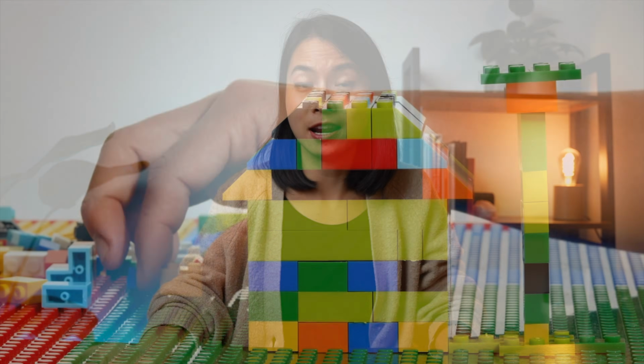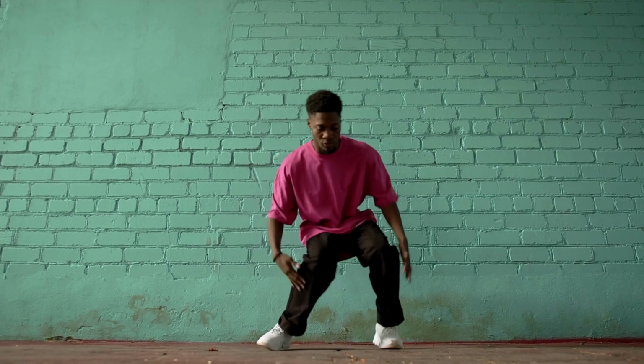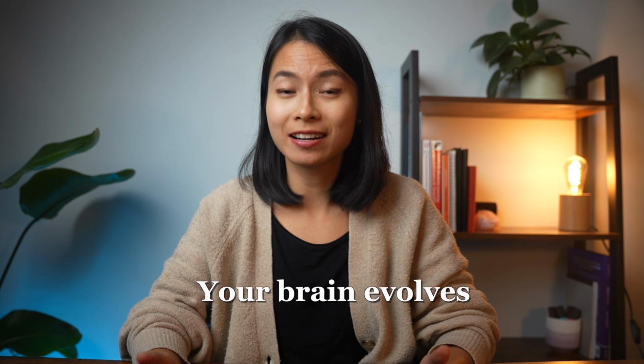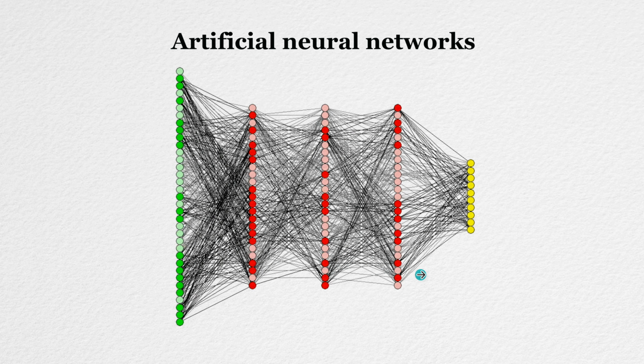However, we do know a lot about how our brains learn. Each time you learn a new skill, like a game or dance or a mathematical concept, the connections between neurons in your brain strengthen or prune. In other words, your brain essentially evolves as you gain new abilities. Artificial neural networks are based on a similar principle.